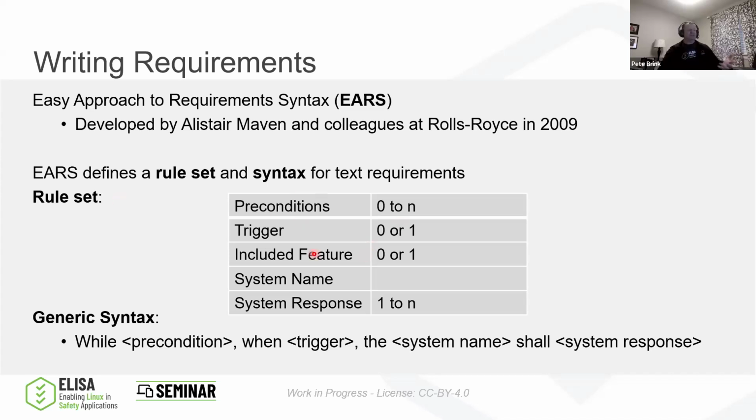We have preconditions, triggers, optional features, system name, and the system response. We have a generic syntax that's associated: while precondition, when trigger, the system name shall system response. And this captures the nature of how, especially, the functional requirements that we might want to write.